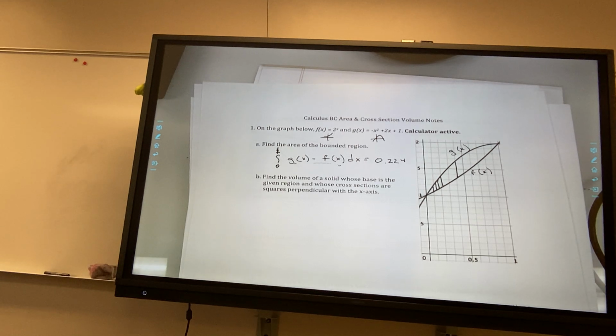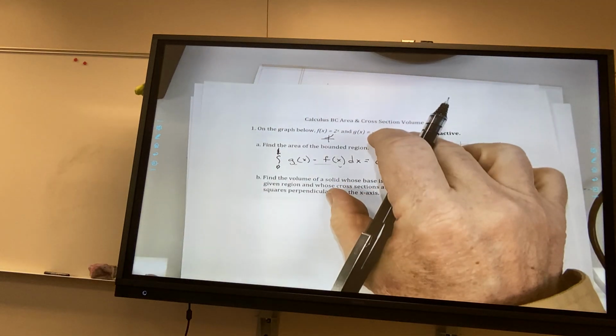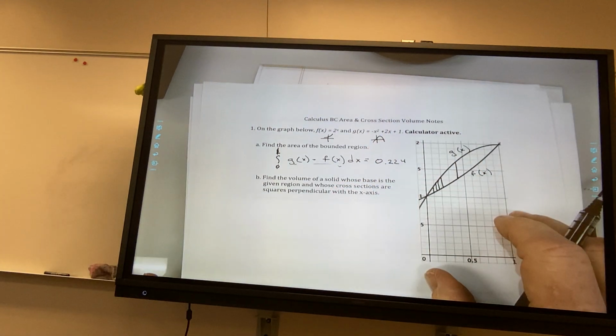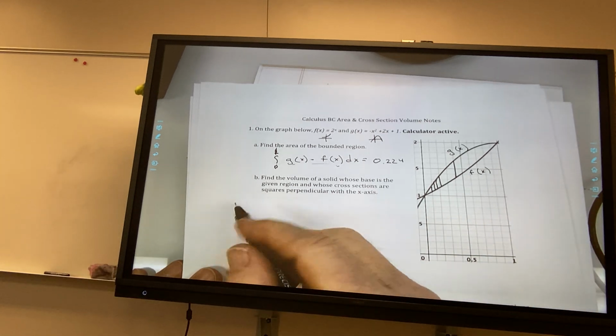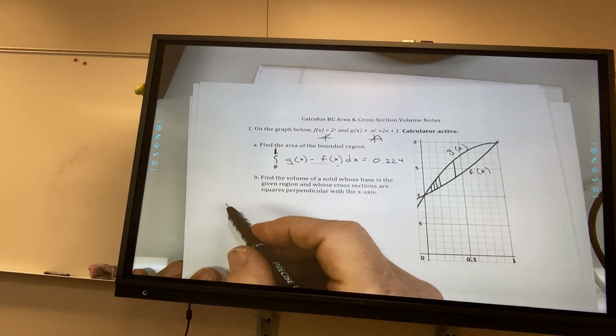We okay on that? Now, a lot of times what they'll do is they'll give you this as the first question, and then they'll have a part B. And a lot of times the part B is something called a cross-section. So a cross-section, if you recall, let's see if I can show you a 3D representation.